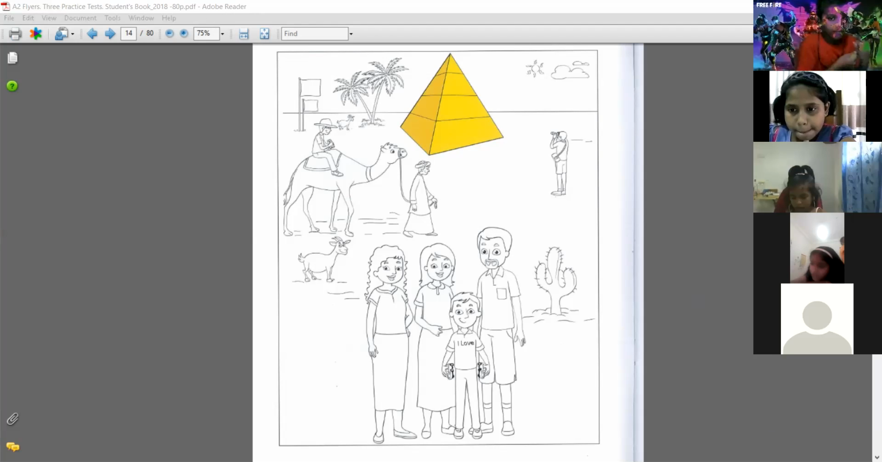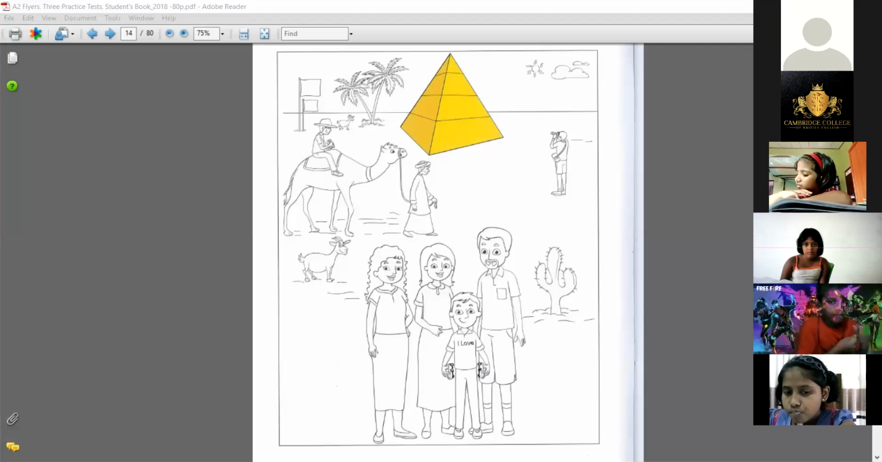What shall I color now? Can you see the two flags at the back of the picture? Yes. Shall I color the big one or the small one? Color the big one. Blue. Okay.